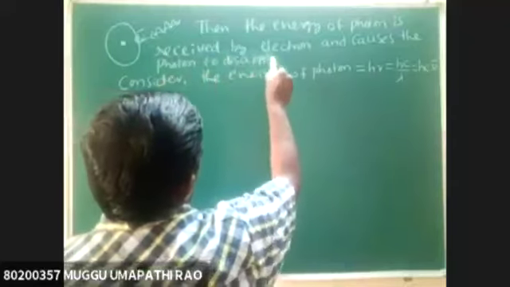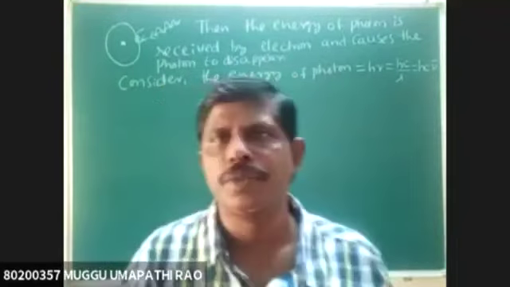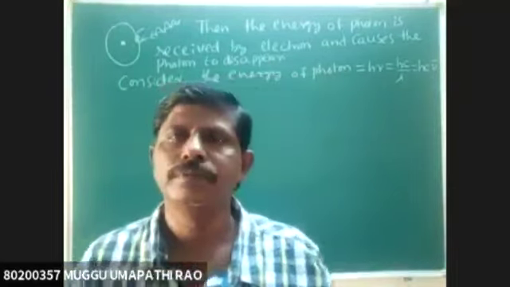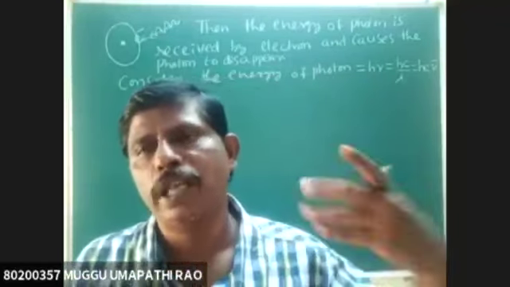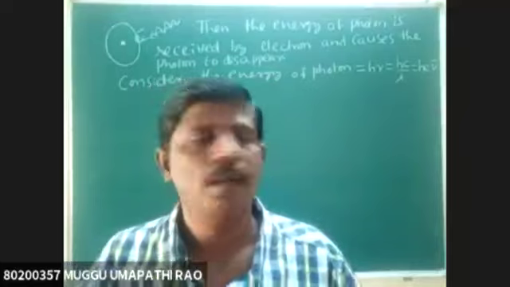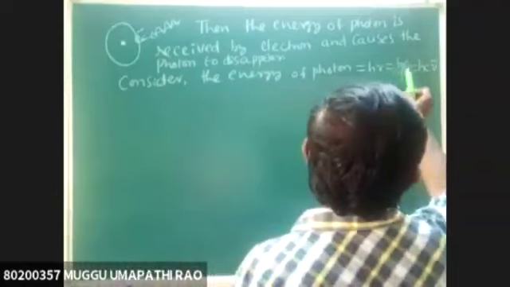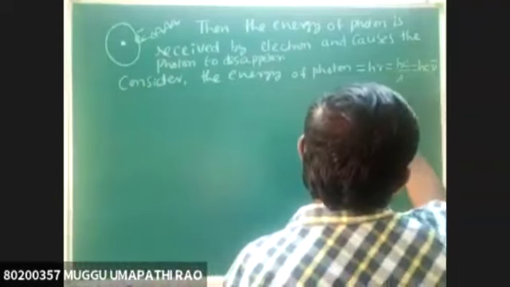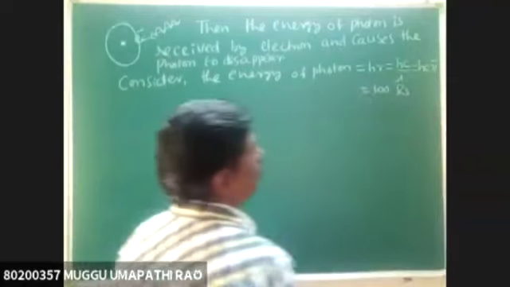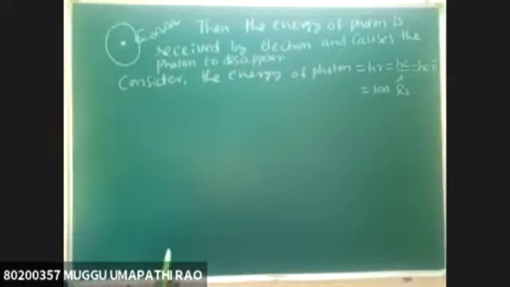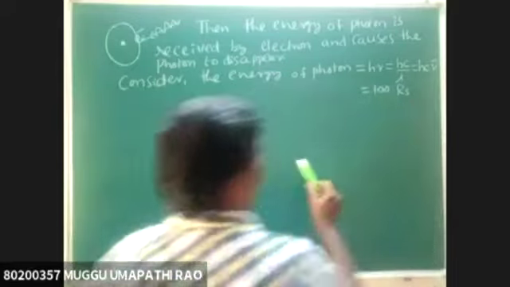So what I am saying, during the photoelectric effect, one photon strikes one electron. Then the photon energy is taken by the electron. Then the photon disappears. Consider the energy of the photon is equal to h mu, or h c by lambda, or h c mu bar. For the discussion, I am saying 100 rupees. Now this is with the electron. Now it is taken by the electron.